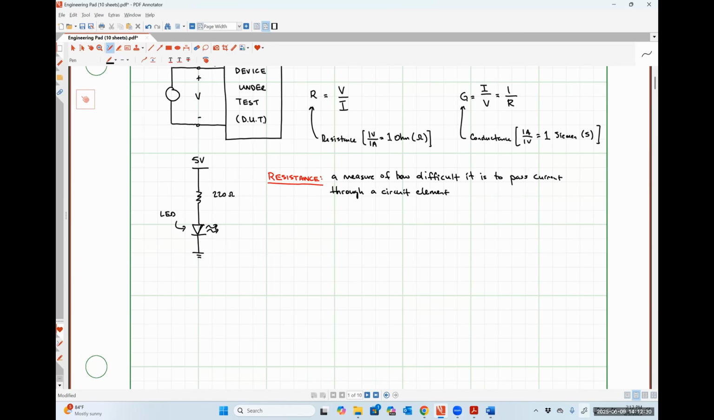So the higher the resistance value we have, the harder it is to pass current through that particular element. And conversely, we're going to say that conductance is just the opposite of that. So conductance is going to be a measure of how easy it is to pass current through a circuit element.